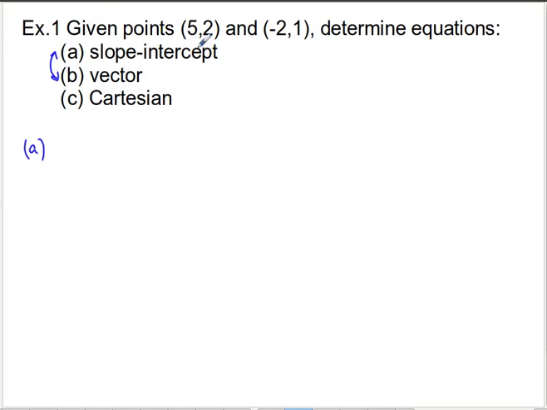So for part A, I want to express this in slope-intercept form. That's in the form y equals mx plus b. For part B, I want to represent it in vector form, so that's my position vector is equal to my initial position vector plus some coefficient times the direction vector. And my Cartesian form is going to be in the form ax plus by plus c equal to 0.